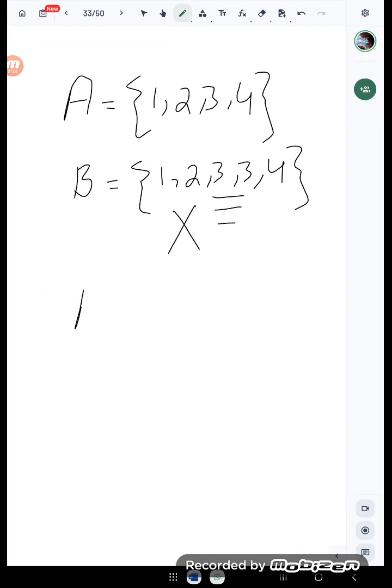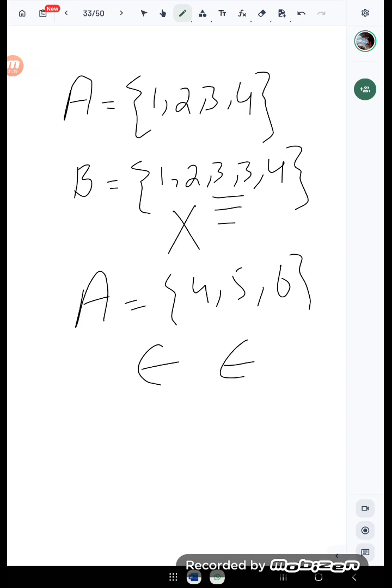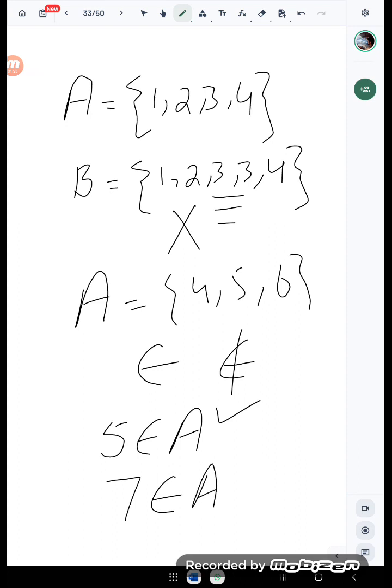If we have a set like A equal to 4, 5, 6, these symbols show belongs to and does not belong to. We can say 5 belongs to A, this one is correct, and if we say 7 belongs to A, which is not possible, this one is not correct.